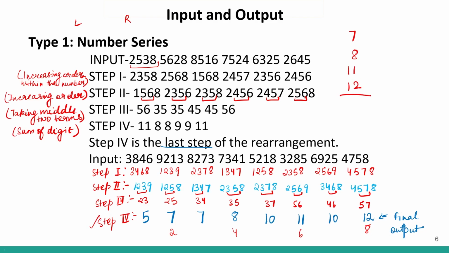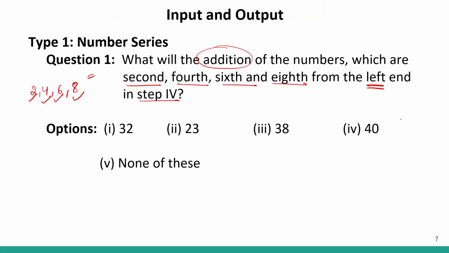So we have to take the sum of these numbers. Correct? So if I add these numbers, what will I get? 8 plus 11 will be 19, and 12 makes 31. 31 plus 7 will give me 38. So the addition will give me 38. Okay. So let us look at the options. Option number 3 is 38. So this will be the correct answer.